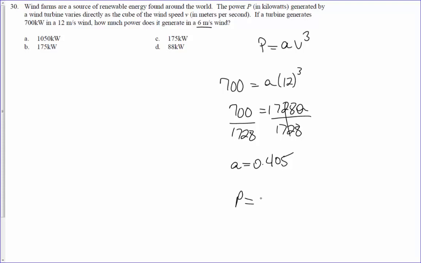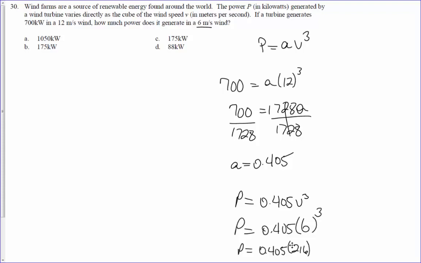So now that we know what A is, we can set up our function. We know that P equals 0.405 V cubed. So now we can find any power output for any wind input because now we have our constant of variation. Okay, so P equals 0.405, and now the question asks, how much power does it generate in a 6 meter per second wind? We're going to throw a 6 in there and finish solving the problem. So 6 cubed is 216. So P equals 0.405 times 216.